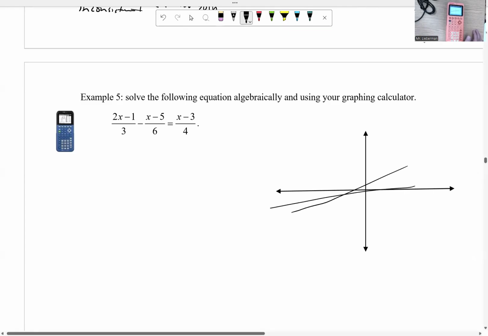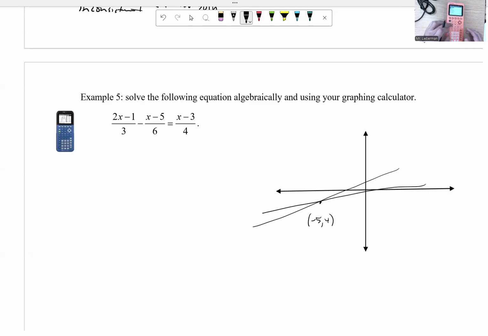So something like this. First you multiply by 12, right, to your fractions. What is it, x equals 5, y equals 2? Oh, I forgot what it was. 2x minus 1 over 3 minus x minus 5 over 6. It seems like it's negative 5. I think I wrote 5, but that should be negative 5. I'll go over it algebraically to make sure.